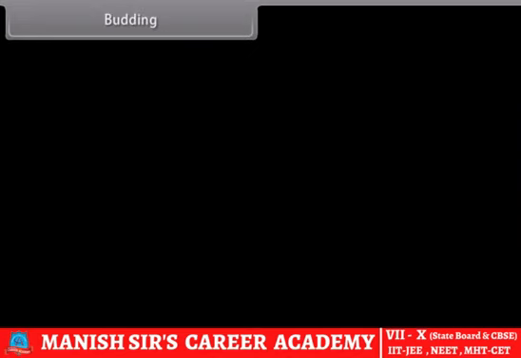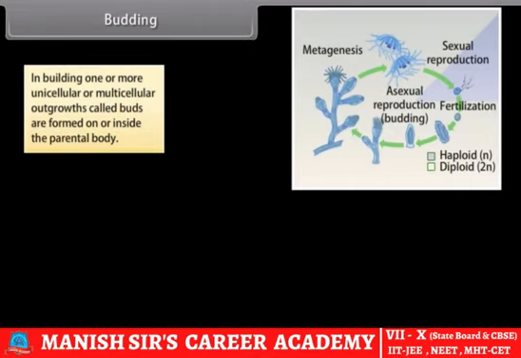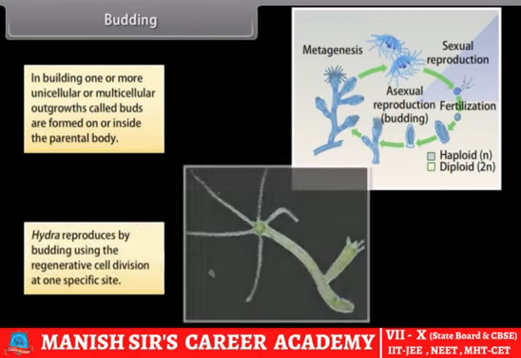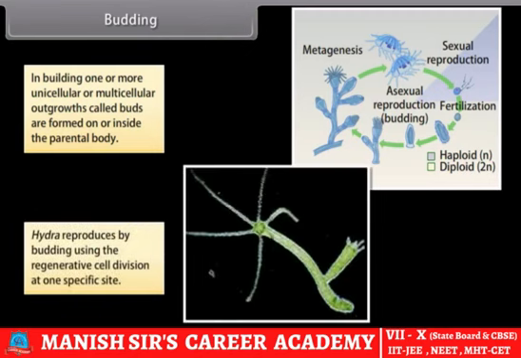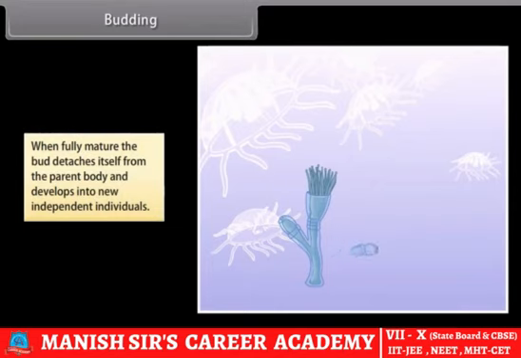Budding. In budding, one or more unicellular or multicellular outgrowths, called buds, are formed on or inside the parental body. Hydra reproduces by budding using regenerative cell division at one specific site. When fully mature, the bud detaches itself from the parent body and develops into a new independent individual.